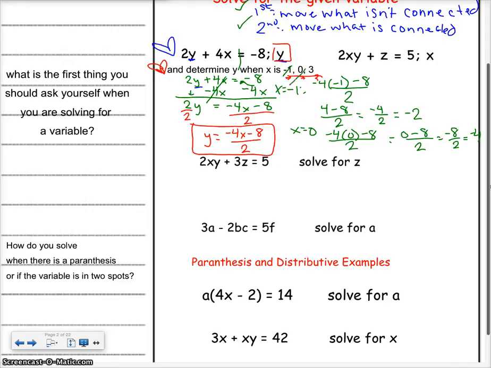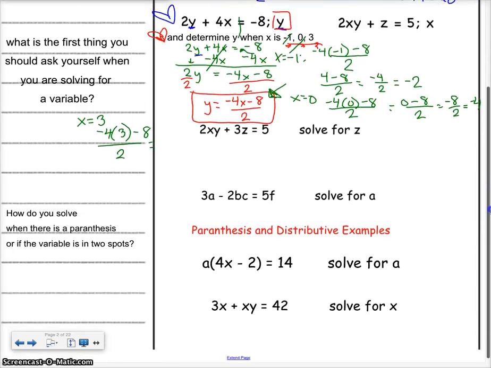I still have one more to do, 3. I'm going to scoot over to the question side of my Cornell note. So when x is 3, now you just put the 3 in. You always go back to the equation you got by itself. That's always our goal. And you get negative 4 times 3 minus 8 over 2, which is negative 12 minus 8 over 2.